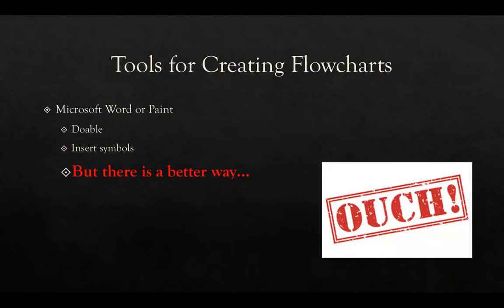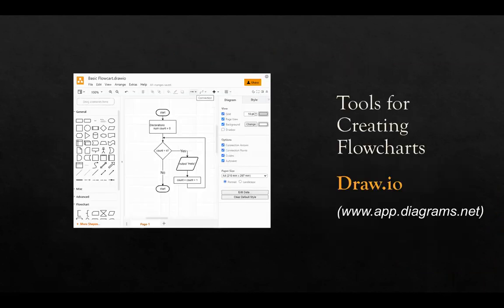You could use Word or Paint, but please don't use them. There is a better tool that's free and available online. It's called Draw.io. Now, Draw.io is a browser-based tool that you can use from any computer, PC or Mac. Anything you create using the tool can be exported as an image. You can also submit that image for your assignment.